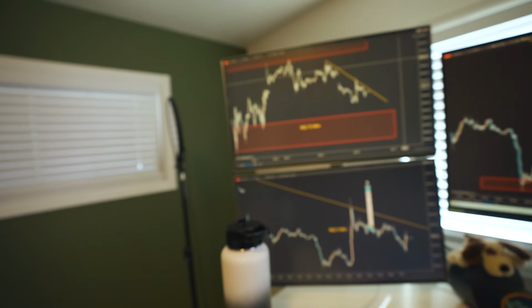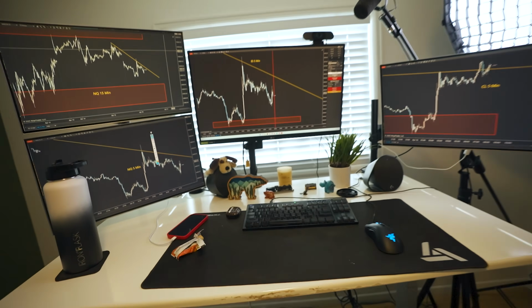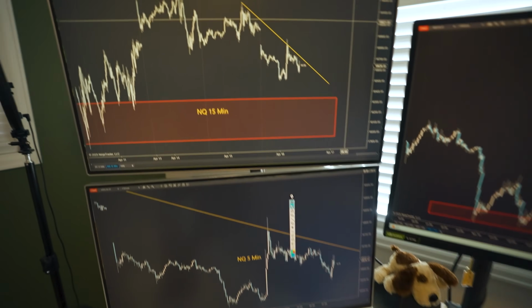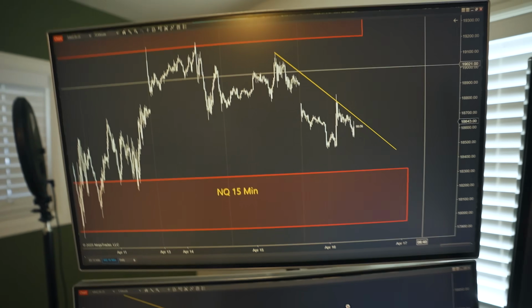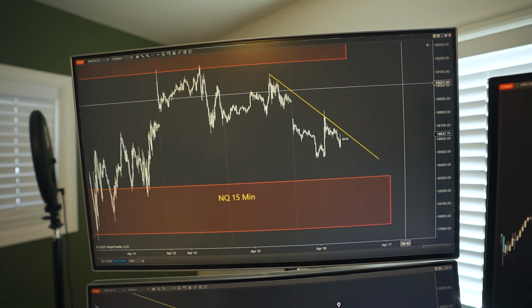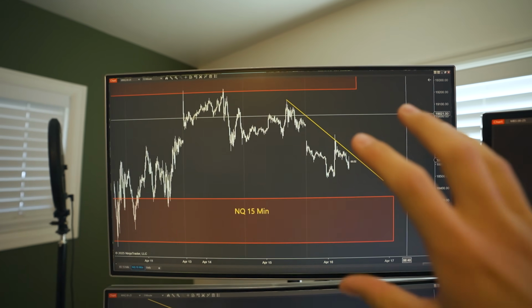Okay, just to show you the setup while I'm waiting for the market, I have 4 monitors. Essentially, I look at the 15-minute of NASDAQ and ES just to help look at the big picture.